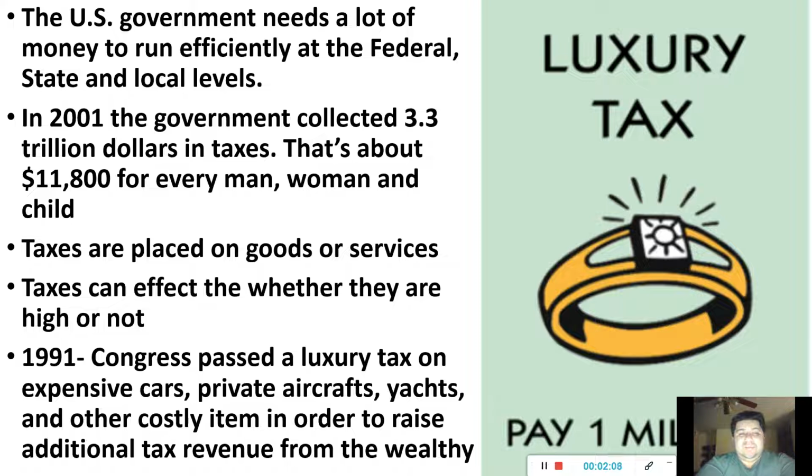In 2001, the government collected $3.3 trillion in taxes. If you broke it up at that time, that's about $11,800 per man, woman, and child. That's quite a bit. Now, why do we have taxes? Well, taxes are placed on goods and services. We need them to make things run efficiently, but how do we collect it on goods and services?